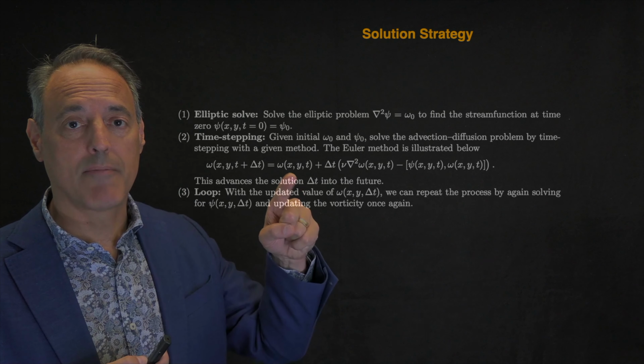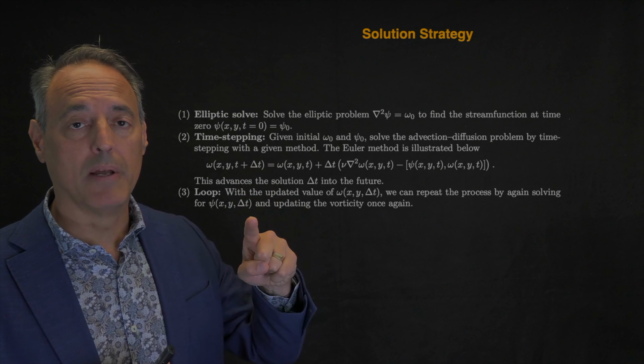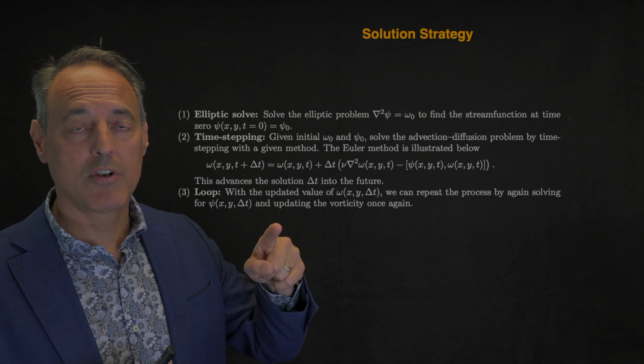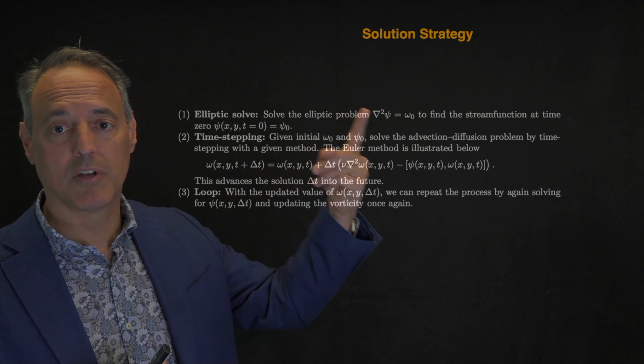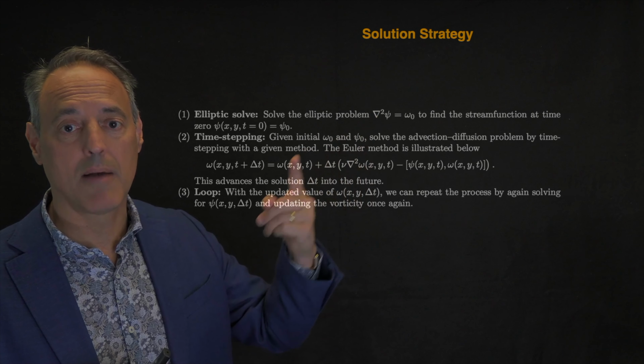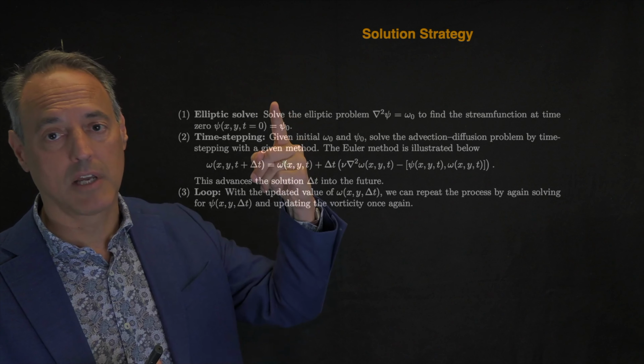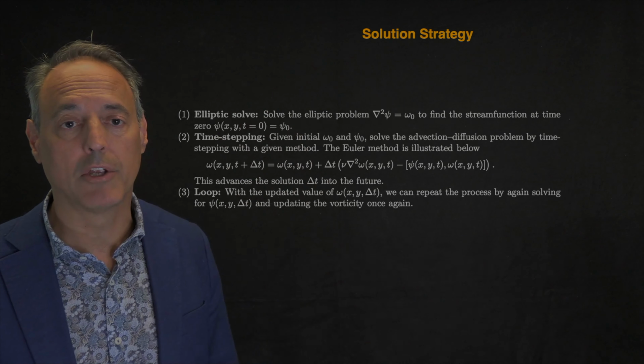So once you take a step forward into the future, now you loop it. You take one step forward, you have to update that stream function. So the vorticity changes, which means you have to update the stream function, take another step, update the stream function, and so forth. This is the loop that you want to be in.